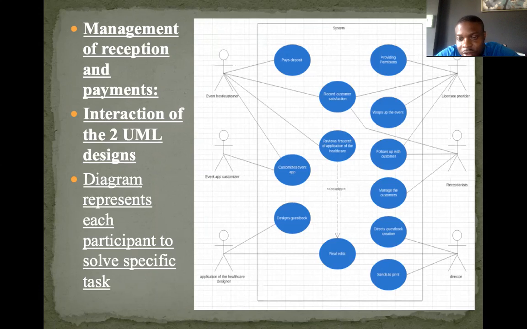We talked about the director. The director directs the guest book creation and also sends it to the print. I talked about the receptionist in the way that it follows up with customers and also manages the customers. And so we're actually able to compact these two UML designs into one and talk more about it in this slide.